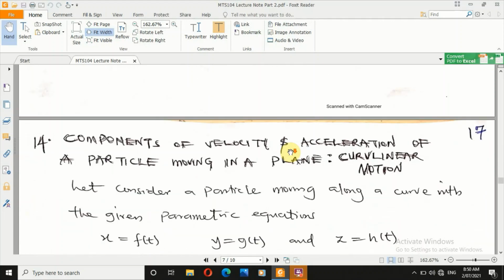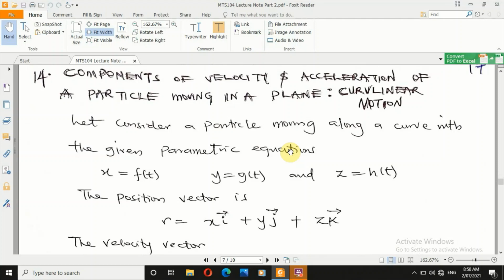So let's go to the 7th page now. We are now going to focus on curvilinear motion. Like I've said, curvilinear motion is talking about 2 dimensions and 3 dimensions. That is why if you are studying curvilinear motion, we need to use the concept of vectors. There's no way we can study it without using the concept of vectors. So let's consider a particle moving along a curve with the given parametric equation.